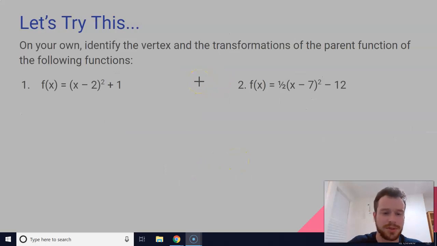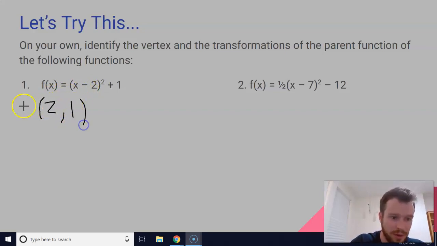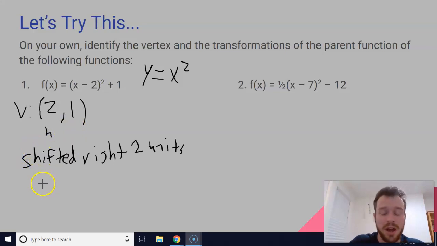Now these problems just ask us to identify the vertex and the transformations of the parent function. So for number 1, the vertex, remember (h, k), well, h is positive 2 and k is positive 1. There's the vertex. Now we see that the parent function, remember y equals x squared, that's the parent function of the quadratic family, is being shifted to the right 2 because h is 2, and it's being shifted up 1 unit.